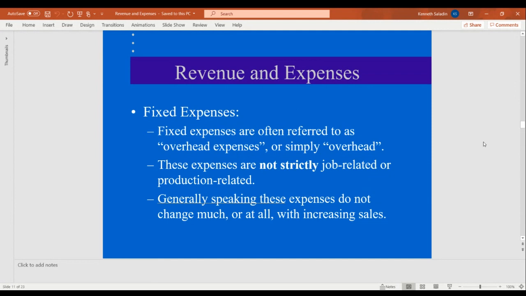Fixed expenses are different. They are also referred to as overhead expenses, or sometimes simply as overhead. Here's the important thing to remember about fixed expenses. They are not strictly job-related or production-related expenses. Generally, these expenses do not change much or at all with increasing sales. Let me give you some examples.